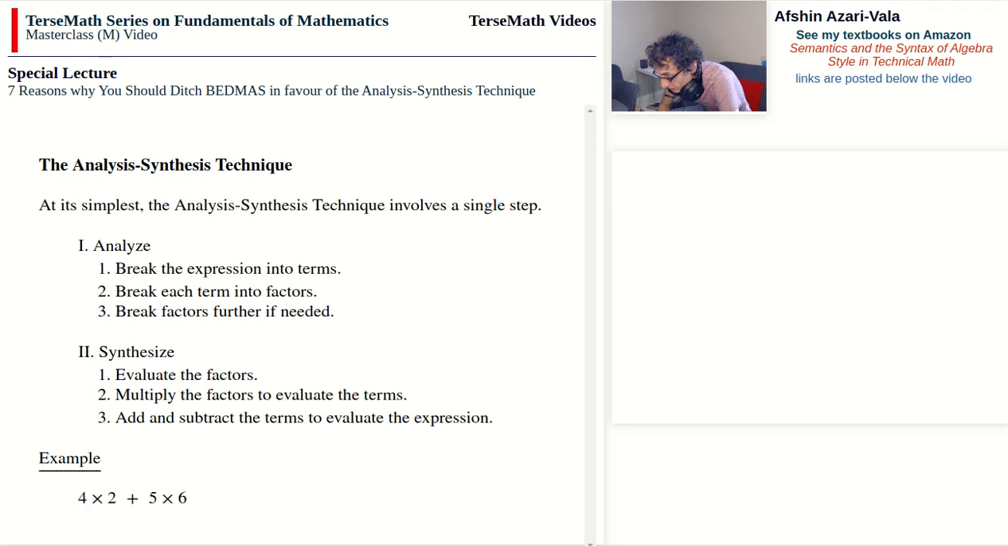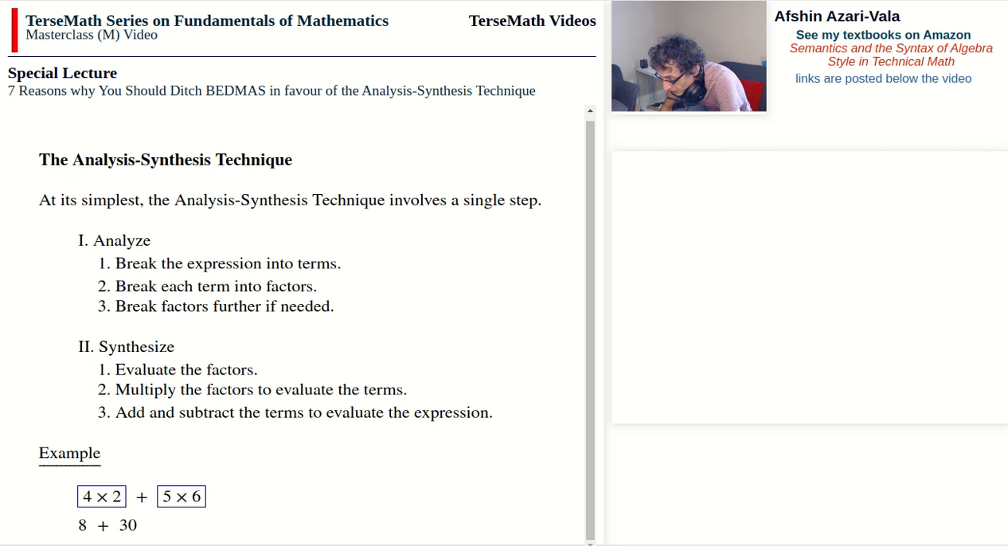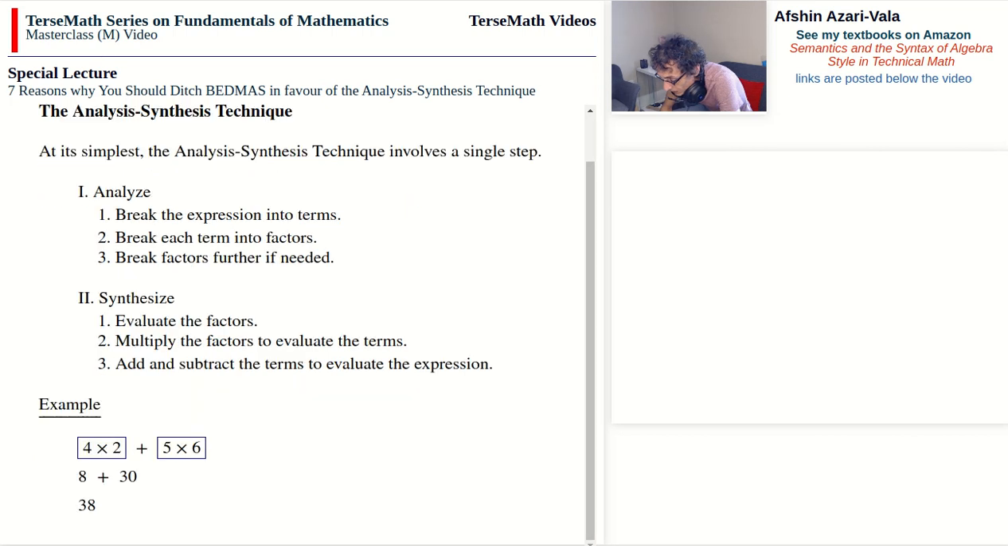Here is an example. 4 times 2 plus 5 times 6. So we have an addition. We break the expression into terms. The addition breaks it up. Additions and subtractions break an expression into terms, and we end up with two terms. We work out the two terms to get 8 plus 30, and then we add them up to get 38.